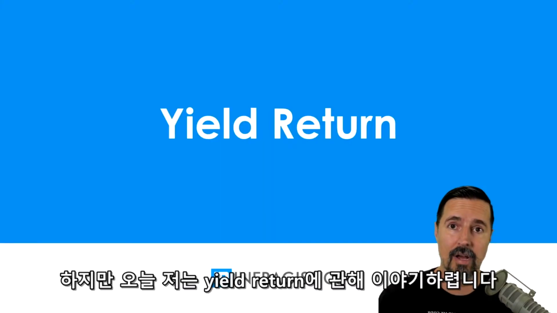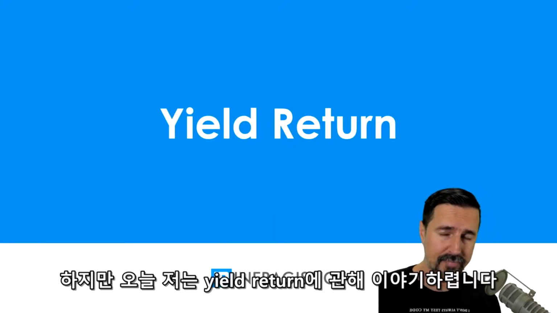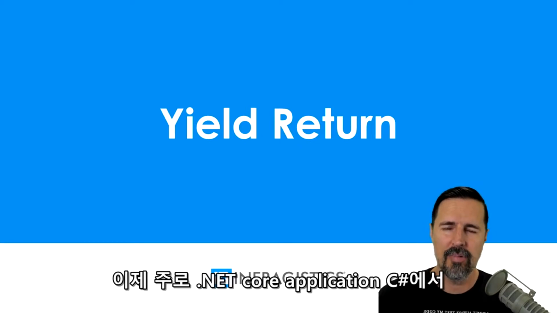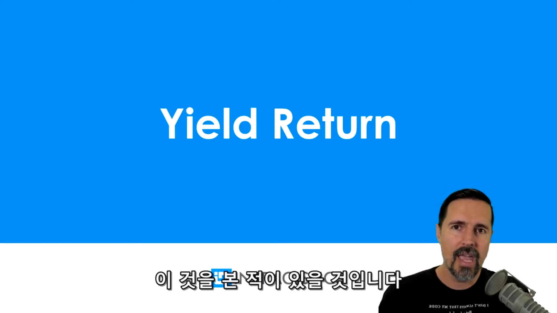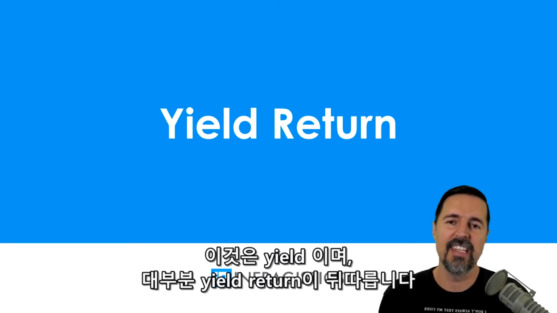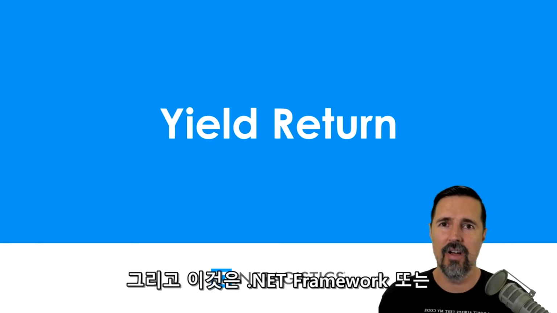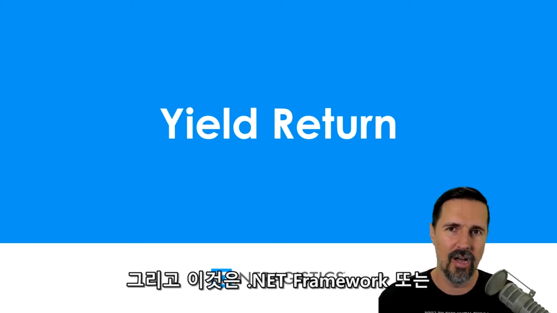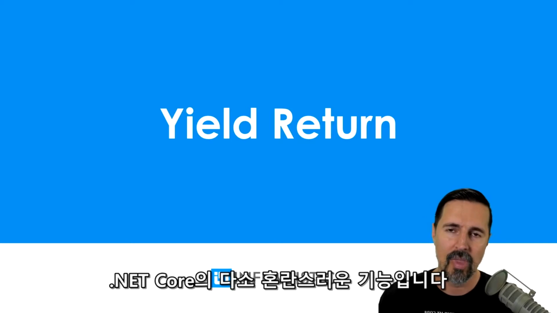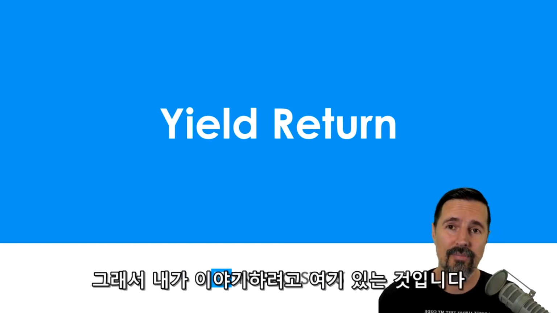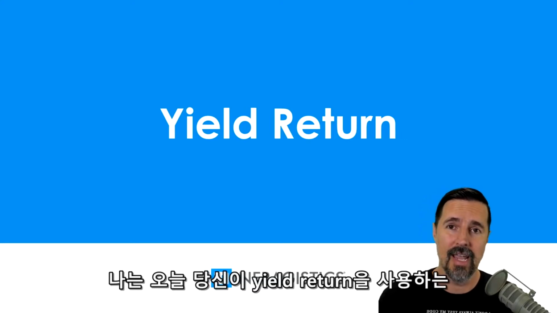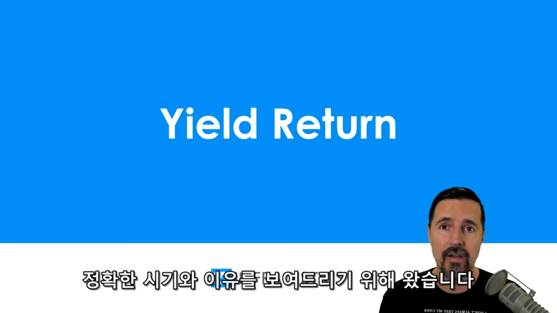Now, I would love to sit here and talk all day about all the great products that we provide, but today I'm here to talk about yield return. When you're writing your applications, primarily a .NET Core application in C#, you may have seen this statement. It's a yield statement, mostly followed by a yield return. And this is kind of a confusing feature of the .NET framework or of .NET Core. If you've seen this and you don't really know what it does, well, that's what I'm here to talk about. I am here today to show you exactly when and why you would use the yield return statement.